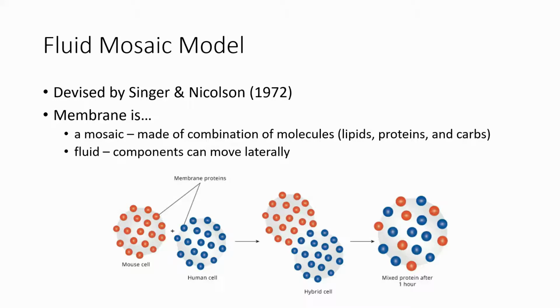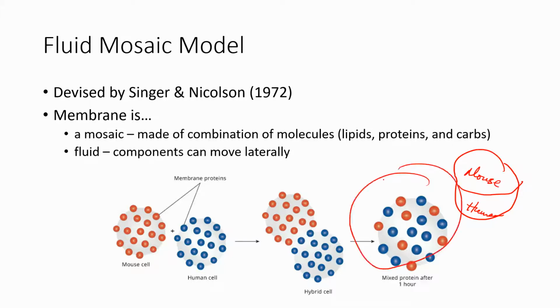If the cell membrane were unmoving, what you would expect is to find your fused cell with half human protein and half mouse protein. Instead, you got something like this where they're all mixed up. So because of this and the previous experiment, biologists determined that the cell membrane is a mosaic, meaning it's made up of a bunch of small pieces mixed together, in this case the lipids, the proteins, and the carbohydrates, and that it is fluid. Components can move around.